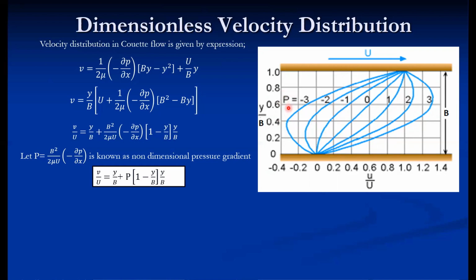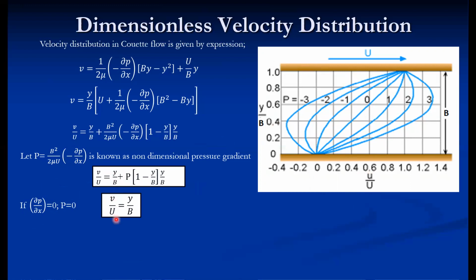So there are three possible cases of P. The first case is if del P by del x is equal to 0. If this is equal to 0, then P is equal to 0. That means no pressure gradient. This happens when there is no pressure gradient, so the velocity profile is governed only by the plate velocity U. So what will happen if we substitute P equal to 0?